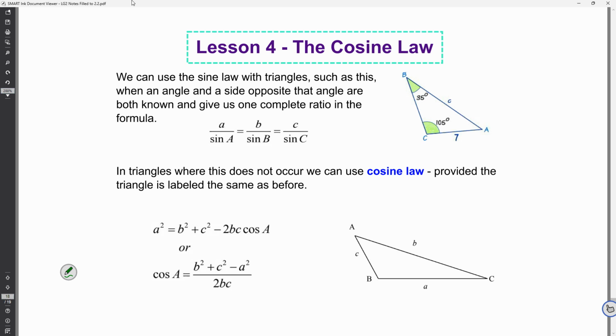Okay, welcome to the last part of the trigonometry unit in Math 20-1. I'm going to go over the cosine law. The cosine law looks tricky, but it's really not that bad.